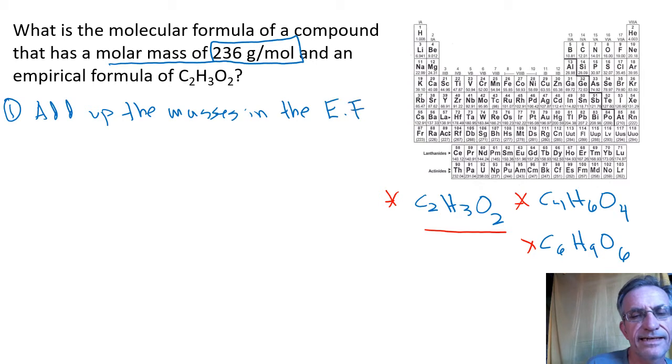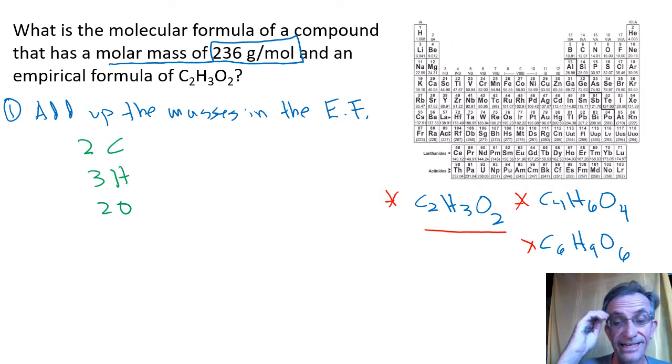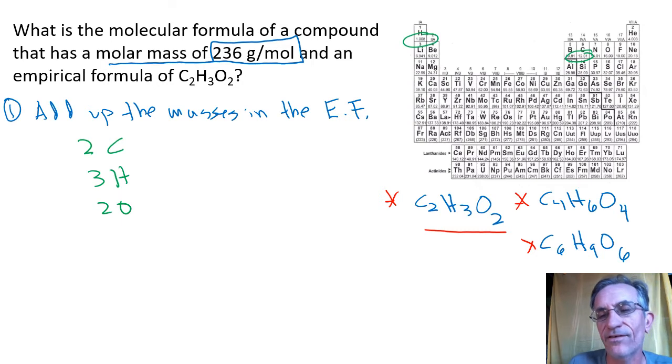I'm just going to write EF, okay? Add up the masses in the empirical formula. So I'm going to add up 2 carbons and 3 hydrogens and 2 oxygens, the atoms in the lowest ratio. Now, the weights I'm talking about, those are the same weights we've been using, right? The 12.01 for carbon, the 1.008 for hydrogen, and the 16 for oxygen.